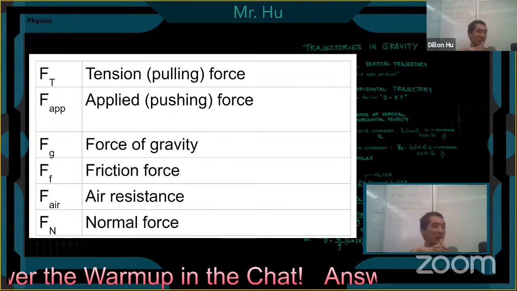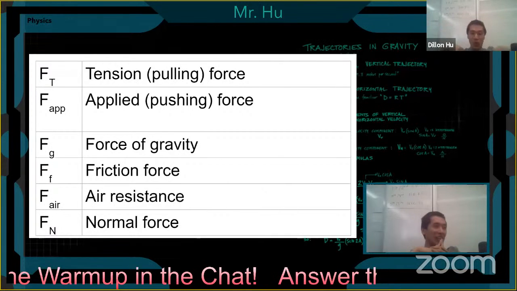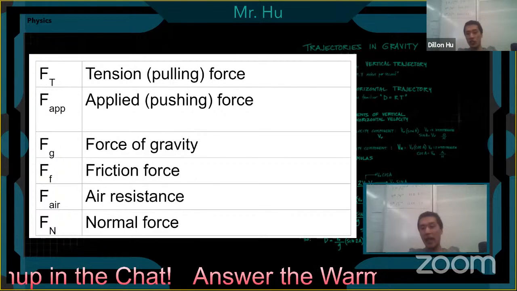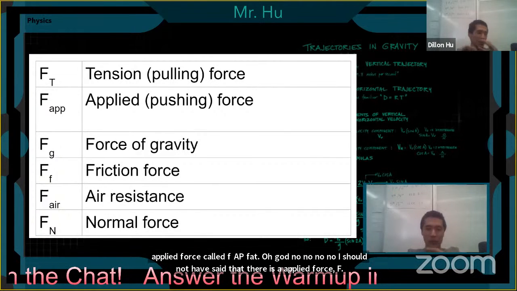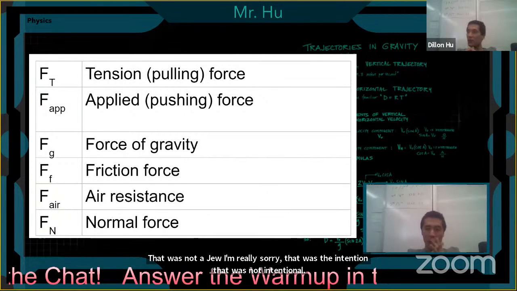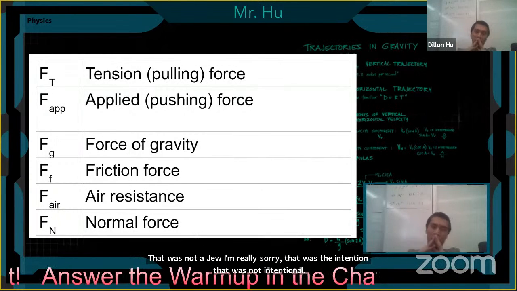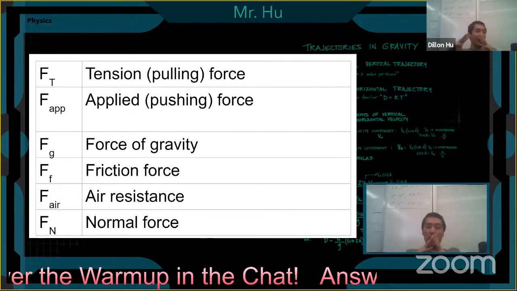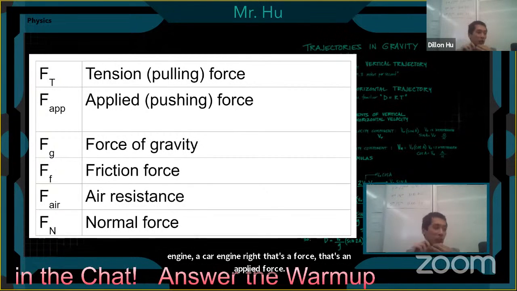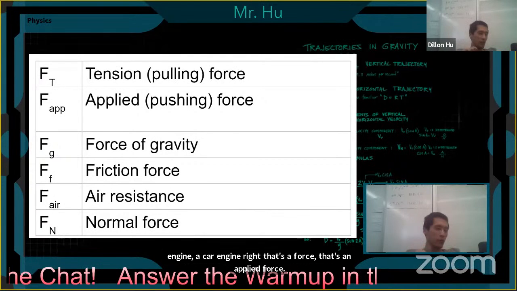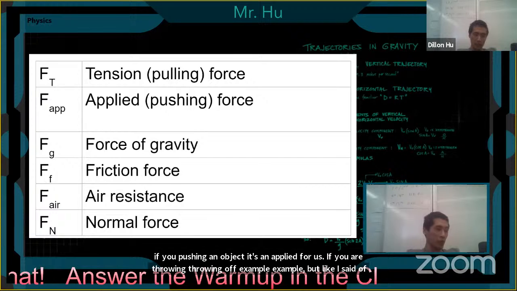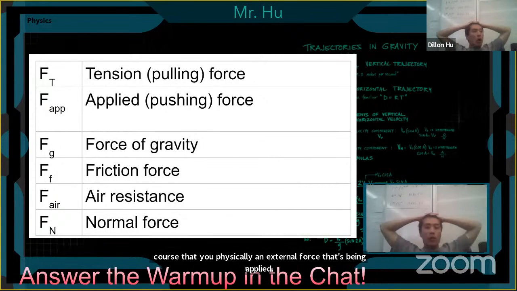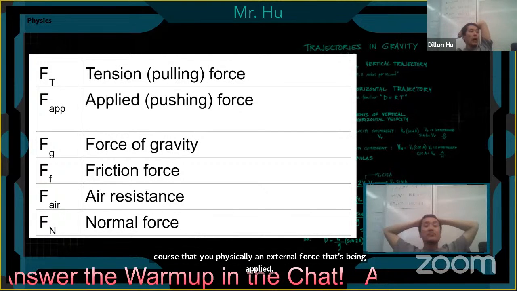So there is a force applied. That is basically the force that you apply as a person, or an object applies. Like a car engine, right? That's an applied force. If you're pushing an object, that's an applied force. It's an external force that's being applied. We can call that F subscript app. There's a tension force, F subscript T, force of gravity, F subscript G, force of friction, F subscript F, air resistance force, F subscript air, and then normal force, F subscript N. Those are the forces that you're going to do.